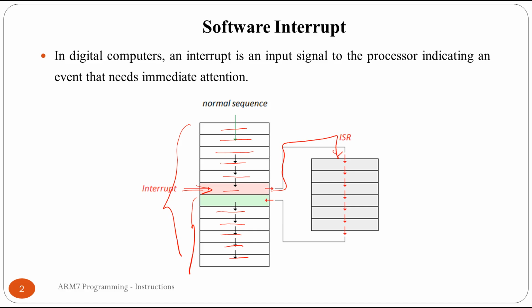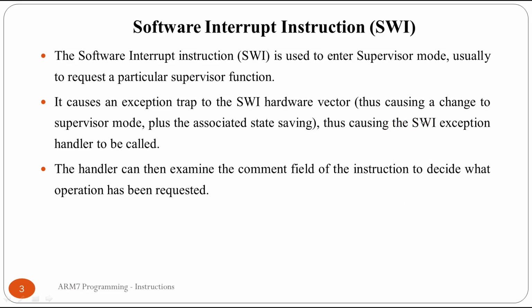It will perform operations related to this interrupt, and after completion of the interrupt related program, it will again come back to the main program and start executing the remaining instructions. So this is called an interrupt. Now, the software interrupt instruction we have in the ARM processor is nothing but SWI. This instruction is used to enter supervisor mode.